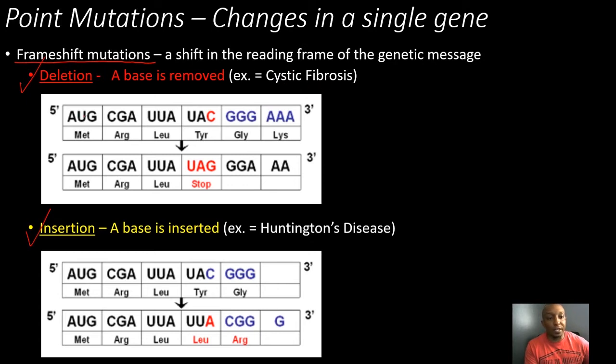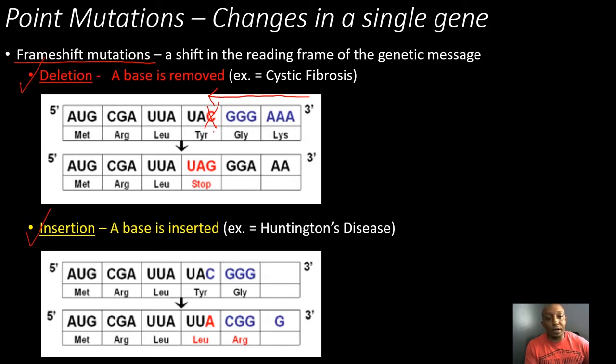So let's take a look at this. If we look at this DNA strand right here, UAC codes for tyrosine, but if you notice, this C has been deleted. So when the C gets deleted, it causes all of these other bases to shift down, hence the word frame shift mutation.